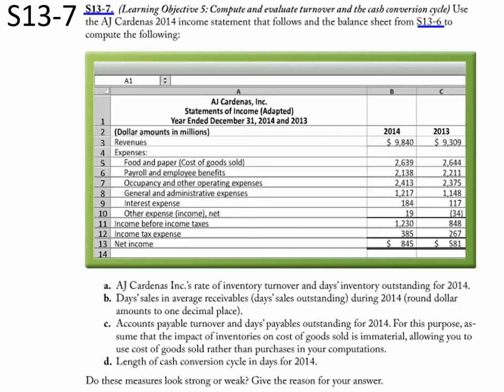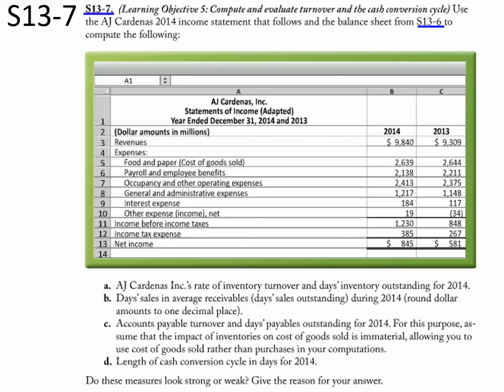We are going to walk through short exercise 13-7. In 13-7, we're given an income statement, and we're going to use the balance sheet that was given in short exercise 13-6 to compute the following. A, their rate of inventory turnover in days inventory outstanding. B, days sales in average receivables. C, accounts payable turnover in days payable outstanding. And finally, D, length of cash conversion cycle in days.